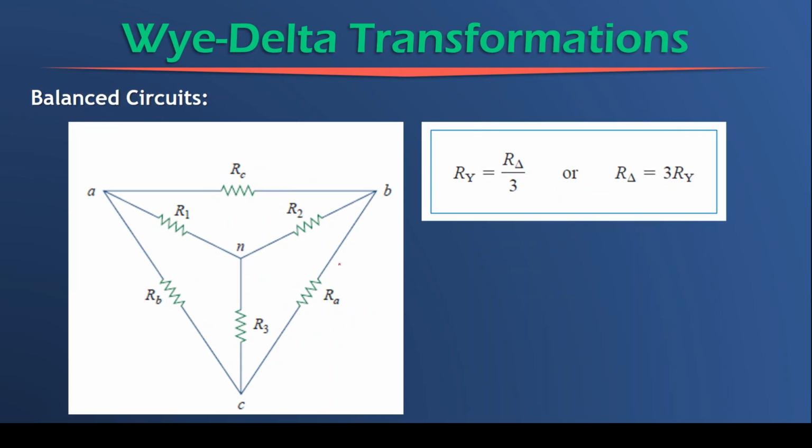Further to this, it's important to note what balanced circuits are. So a balanced circuit is a circuit that will have elements that are equal in magnitude. So you may have circuits where they'll tell you RA equals RB equals RC, or R1 equals R2 equals R3. So this would be a balanced circuit. And in the event of a balanced circuit, the equations in the previous slides will simplify to these two equations.